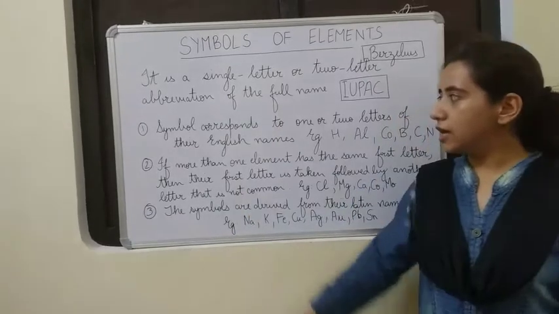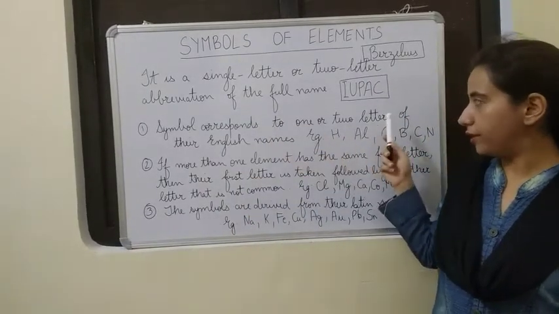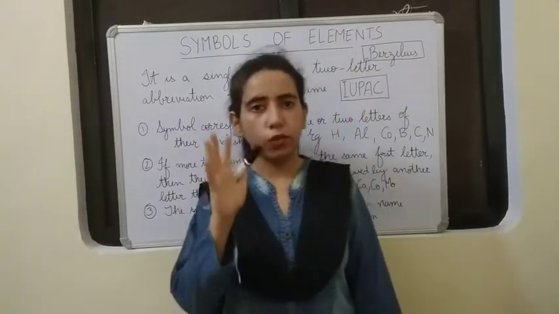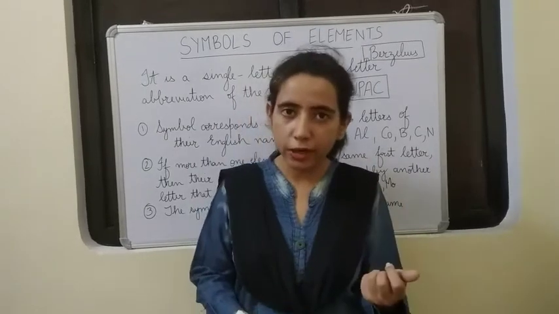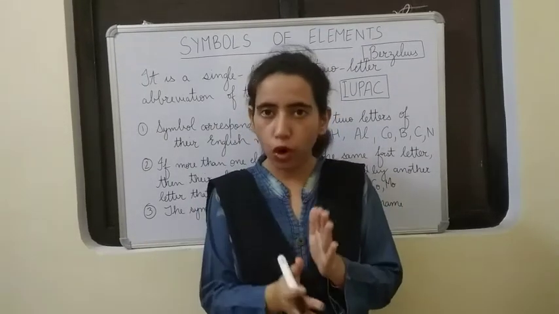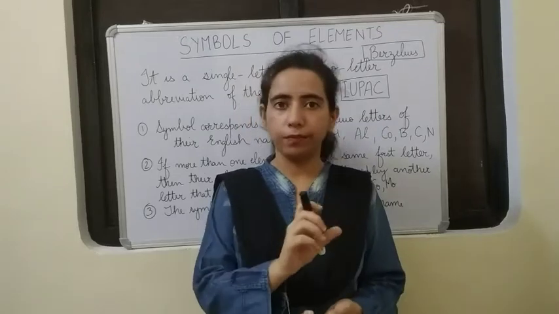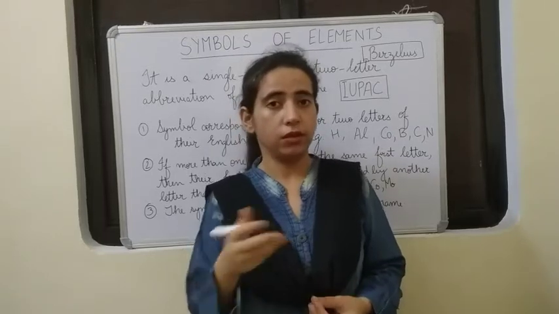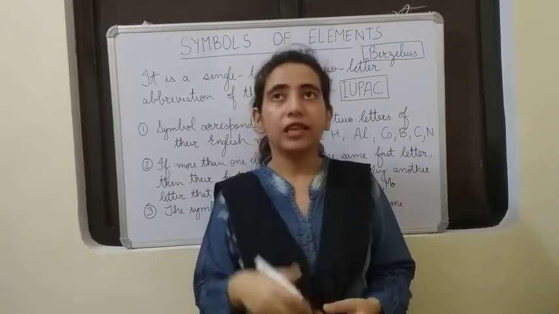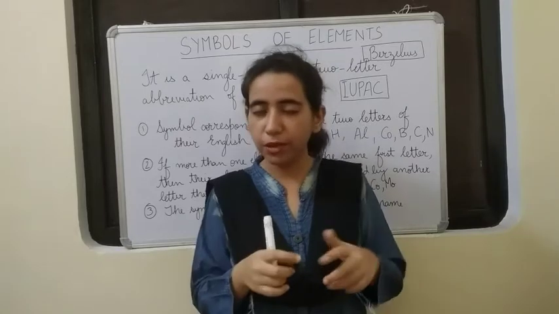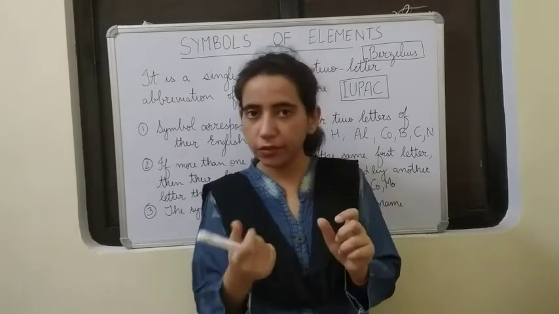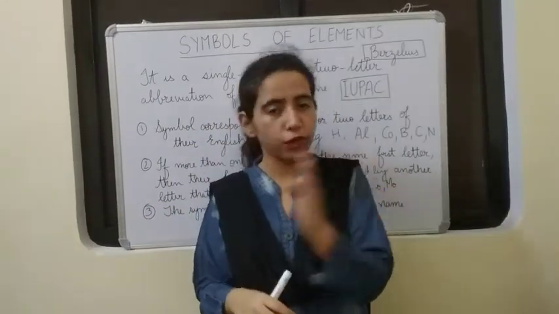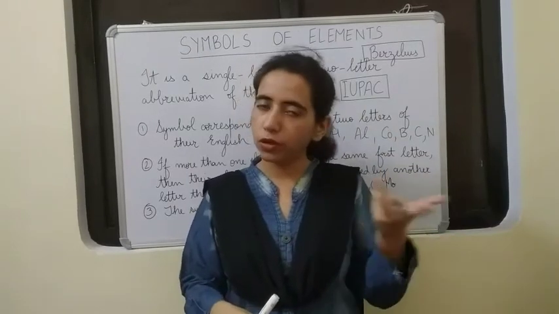The first one is, symbol corresponds to 1 or 2 letters of the English name. This point is just like what Berzelius said, that it can be a single letter or 2-letter abbreviation or short form of the name. Like carbon, it is the name of the element, its symbol can be C. Then fluorine, the symbol can be F. Calcium, its symbol can be Ca. So you see, sometimes we take a single letter, and if that single letter is already used, then we take the first 2 letters, like in calcium. Okay, so that was the first point.